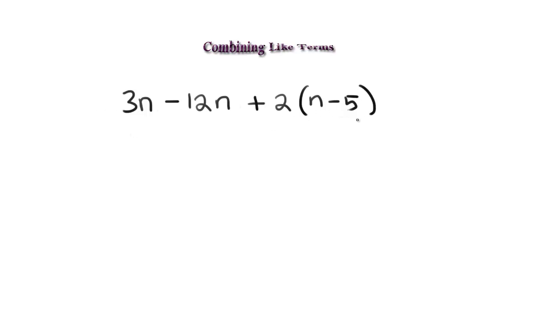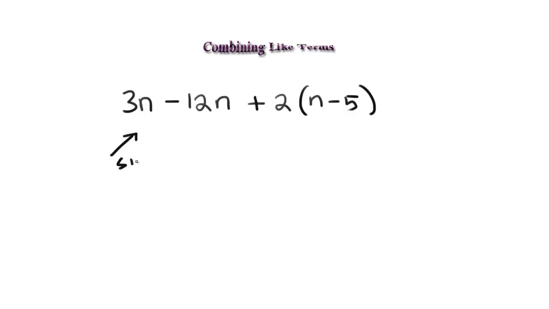Let's say we have a bit more challenging problem. Let's say we have 3n minus 12n plus 2 times (n minus 5). Right, so it's still an expression. All right, there's no equal sign here, so it's an expression, and I want to again simplify this.